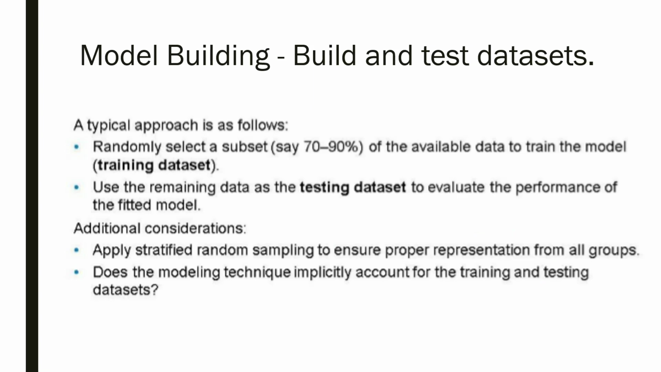So a typical approach to this is you would randomly select a subset, say 70 to 90% of the available data, to train the model and make sure it's working correctly. That will then become your training data set. Using the remaining data, that will be your testing data set to evaluate the performance and fitting of the model. So it's important to have two different data sets, and it's important that they don't cross.